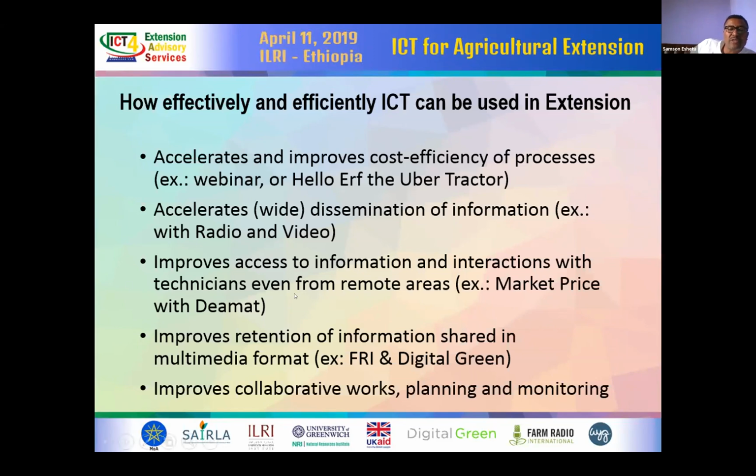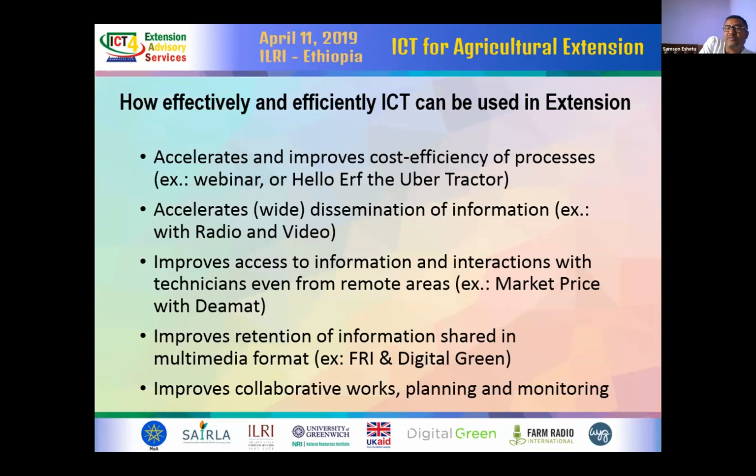And also it improves the retention of information shared in a multimedia format. For instance, Farm Radio International and Digital Green have demonstrated from their experience how information can be retained when we are using multiple sources of information. And also it improves collaborative work, especially in planning, monitoring, and evaluation. Instead of working separately, you can avoid duplication of efforts and so on. So the use of ICT in this area, we cannot really avoid.